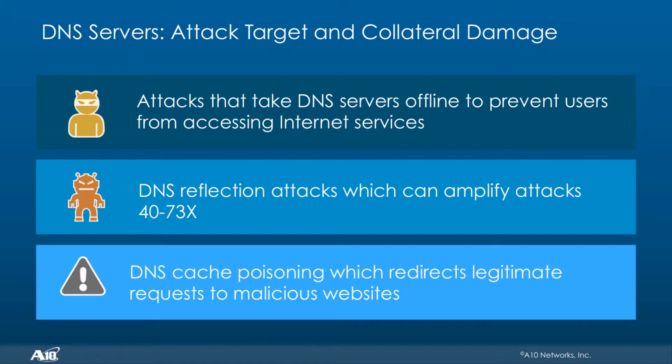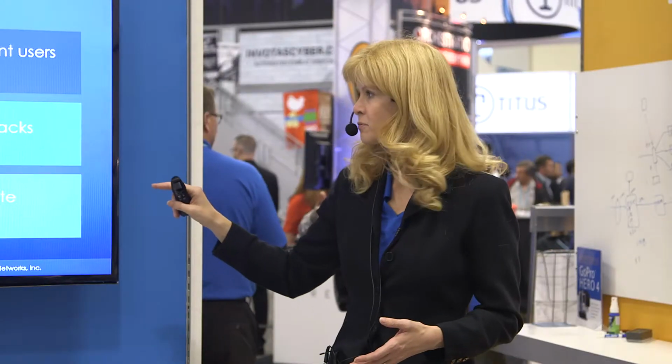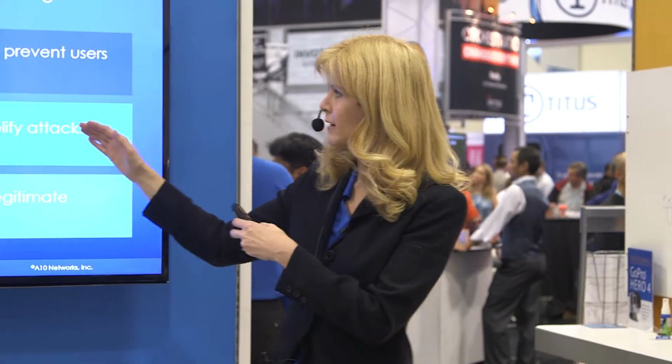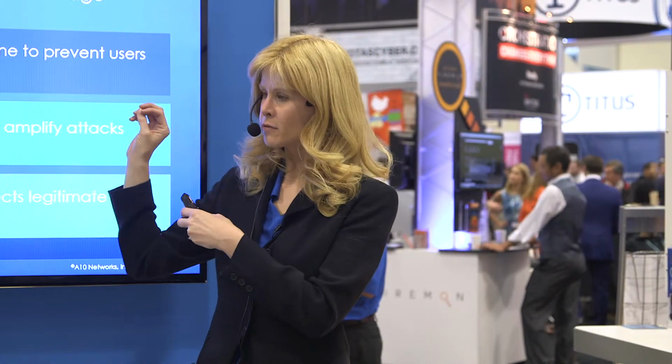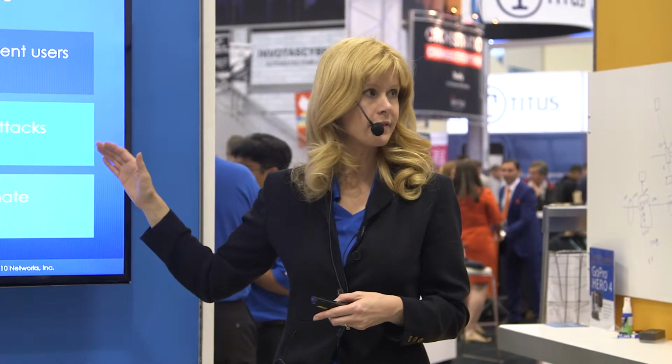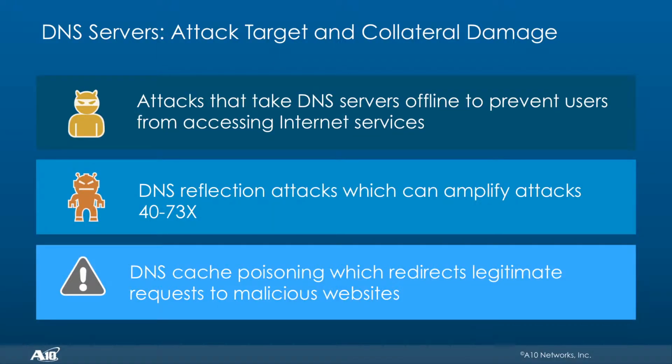Another area of concern is DNS reflection attacks. That's where DNS servers are not the target of the attack. They're more the weapon in the attack. People will attack other sites and use DNS servers as the conduit. They'll send a request to a DNS server and then direct the response to the target. But the DNS server often ends up being affected by those attacks. So you need a way to prevent those DNS reflection attacks, also called amplification attacks. The third threat is DNS cache poisoning, which is designed to redirect legitimate traffic to malicious sites.